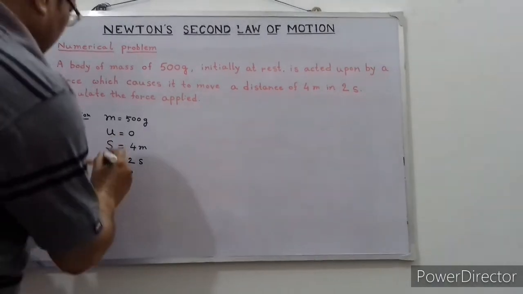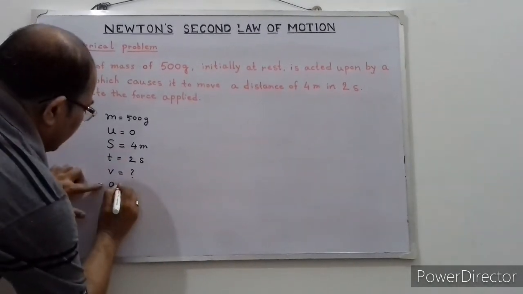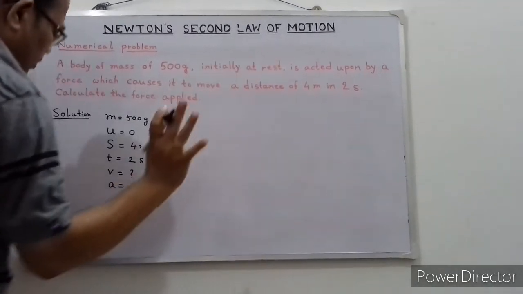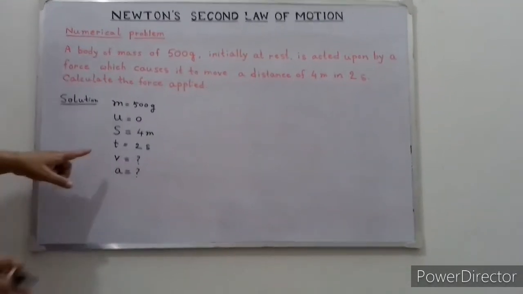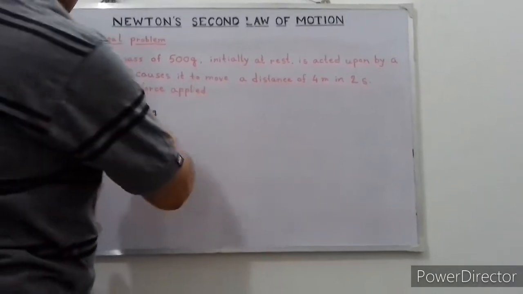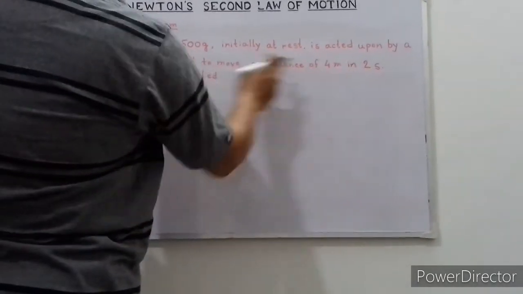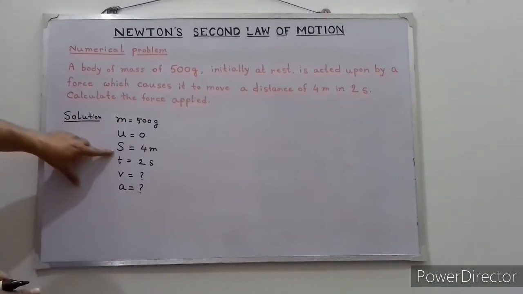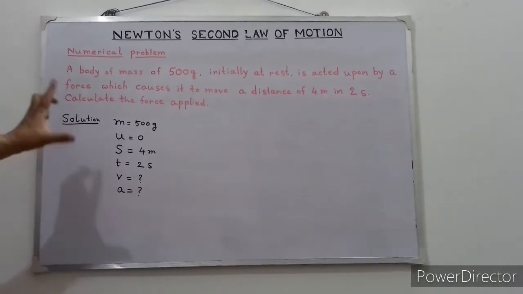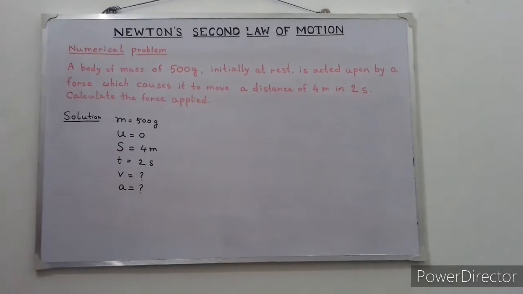And acceleration. What is acceleration? Is it given? No, it is not given. So question mark. I don't know what is the acceleration. Okay. So m, u, v, s, t, everything I have written here. All those things are written here.